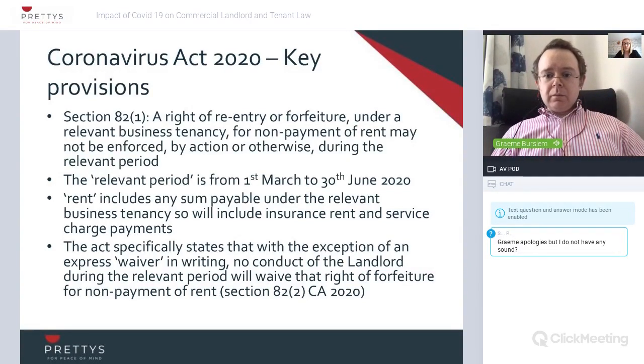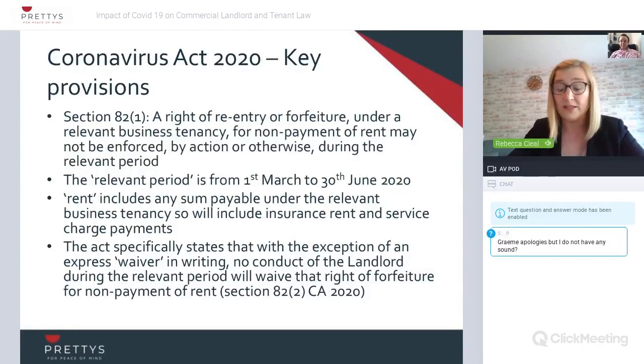Yeah, no, really good question, Graeme. Ordinarily, agricultural tenancies don't fall within the Landlord and Tenant Act 54. They have a separate regime. So because they wouldn't ordinarily fall within the Landlord and Tenant Act 1954, they are therefore not covered by this provision either. So again, any agricultural tenancies, farm business tenancies, won't be covered by the Coronavirus Act, but good question.